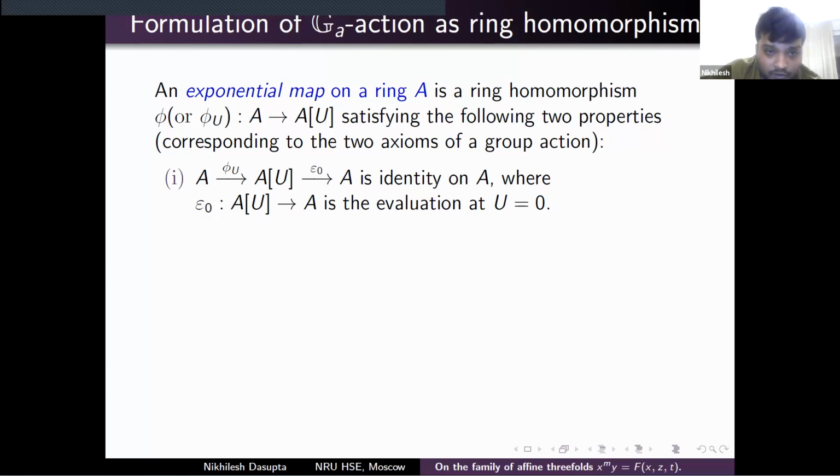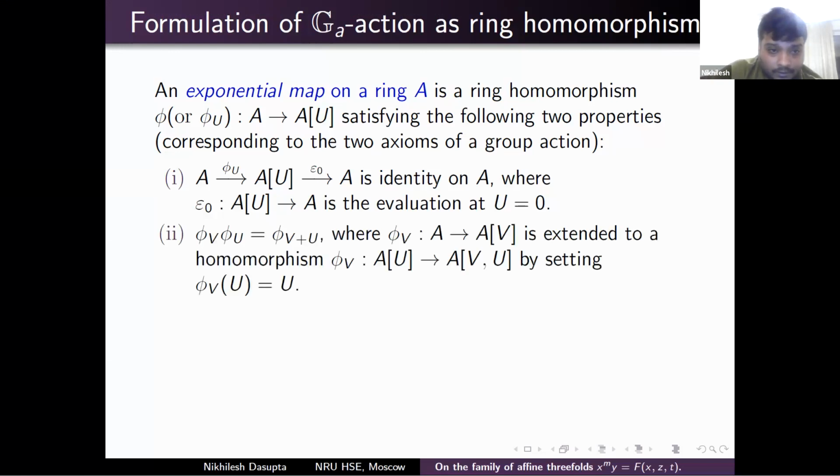So A goes to A[U] by phi_U, and you can see under this phi_U, every element alpha goes to alpha plus something times U plus something times U squared, and it goes on. Since it is a ring homomorphism, the image of an element of A is a polynomial in U over A. And the second thing: if you compose, phi_V after phi_U is phi_(V+U).